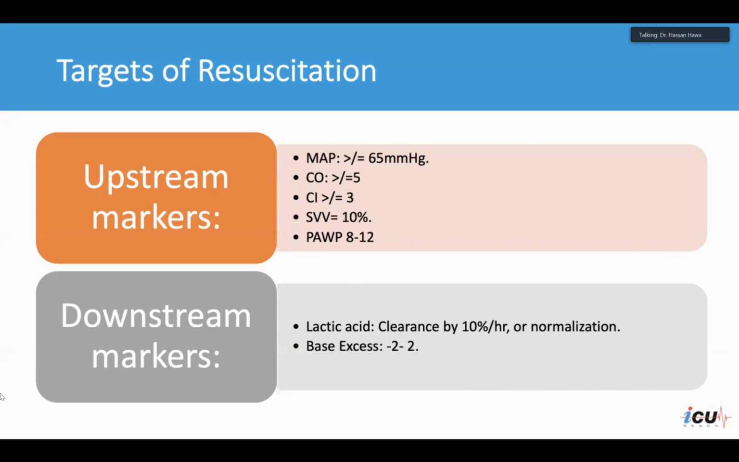And if you have a pulmonary artery catheter in situ, then try to maintain the wedge pressure between 8 and 12. Now, the downstream markers, which are really the reflection of perfusion: you try to get the lactate cleared by 10% per hour or until normalization. And mainly in the context of trauma patients and hypovolemia, base excess correction would be a good target as well to reflect adequacy of resuscitation.